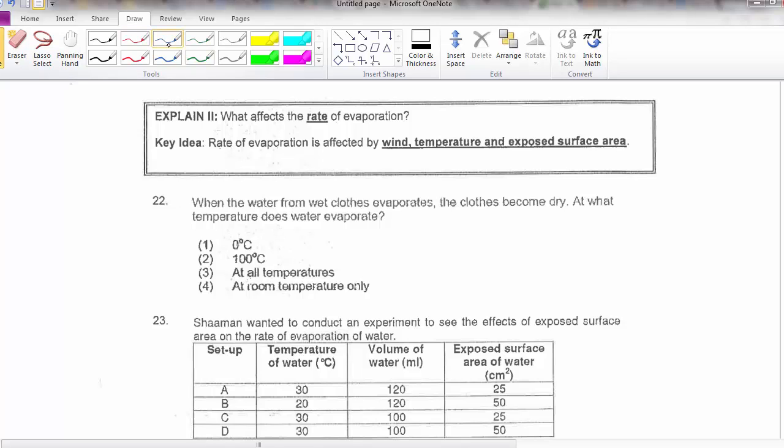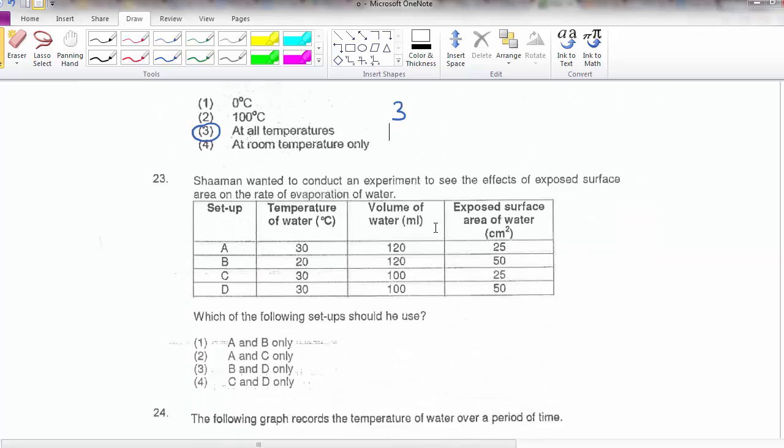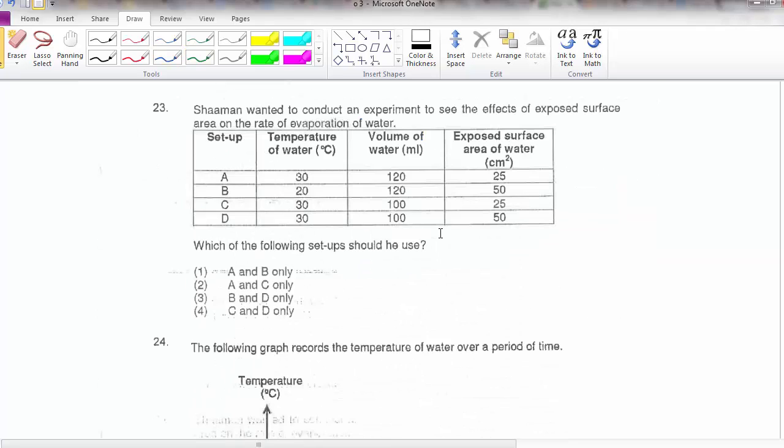When the water from wet clothes evaporates, the clothes become dry. At what temperature does water evaporate? Now we know, and we recall, water evaporates at all temperatures. Okay, water evaporates at any temperature. So the answer is 3.